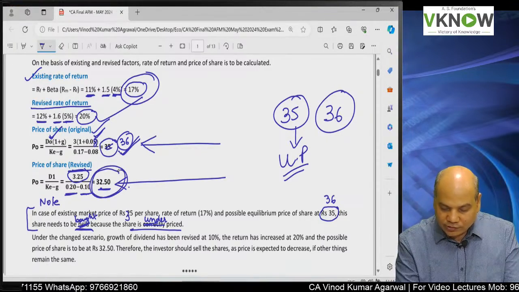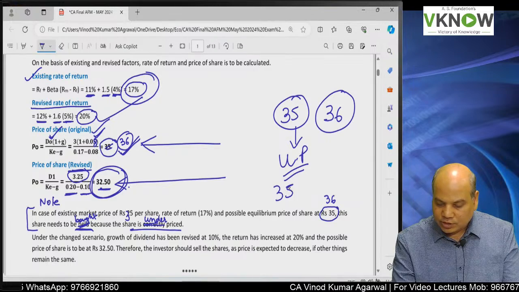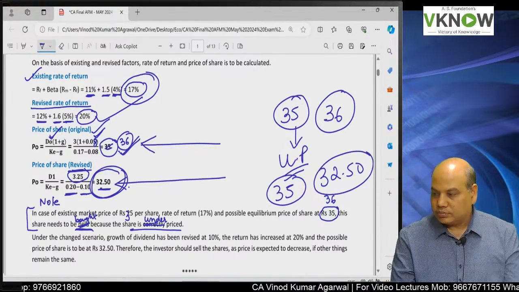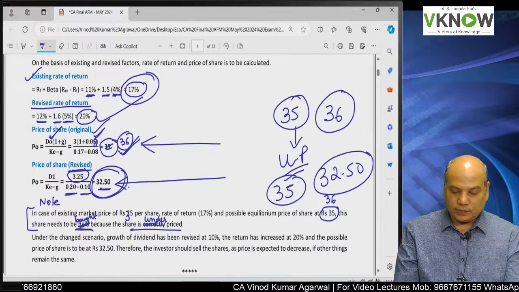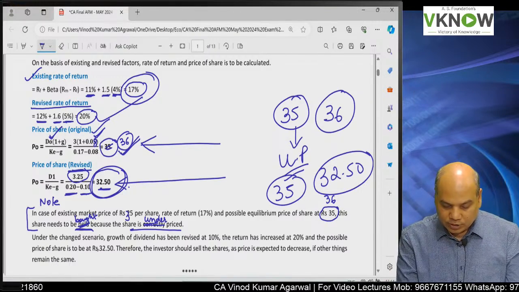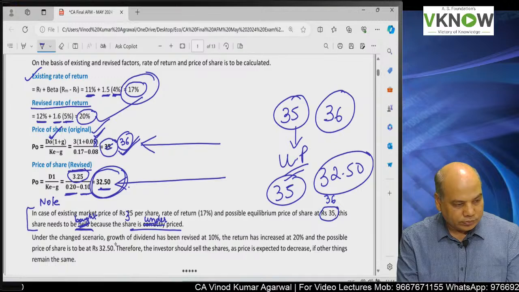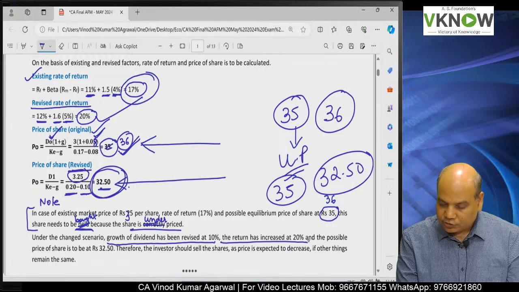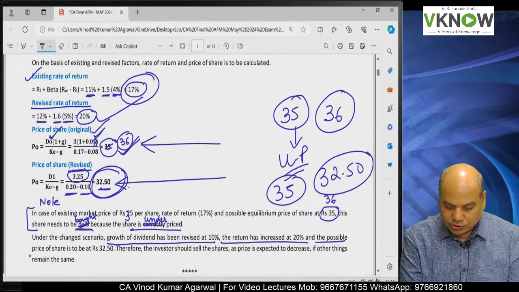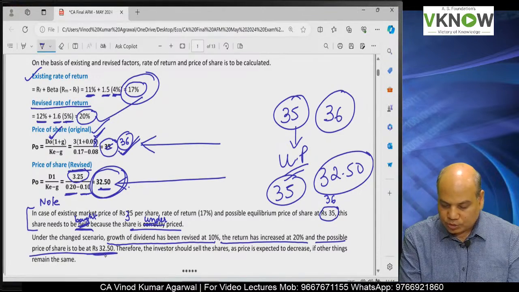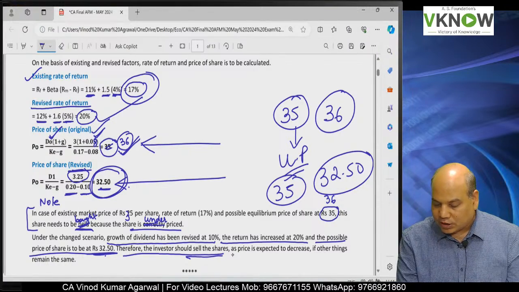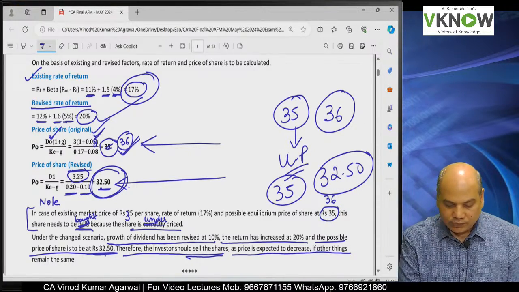But based on revised data, existing price 35, revised data will give you 32.5. So your answer will be, under the changed scenario, growth of dividend rate is revised to 10%, return has been revised to 20%, and the possible price of the share will be 32.5. Therefore, investors should sell the share as the price is expected to decrease if other things remain the same.